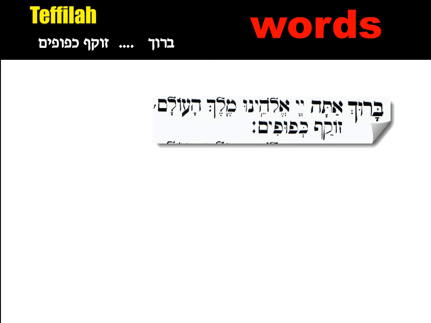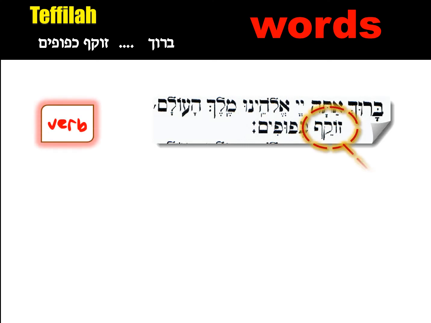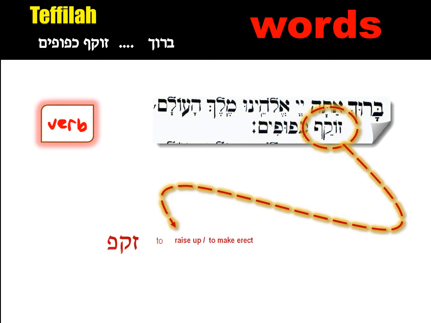As with the previous two brachot, Pokeach Ivrim and Matir Asurim, we have here in this bracha Zokef Kefoofim a noun, Kefoofim, and a verb that acts upon this noun. The shoresh for Zokef, the verb, is a straightforward Zayin Kuf Pei, which normally translates as to raise up or to make erect. As we shall see, most of the translators will translate the Zayin Kuf Pei as making erect.